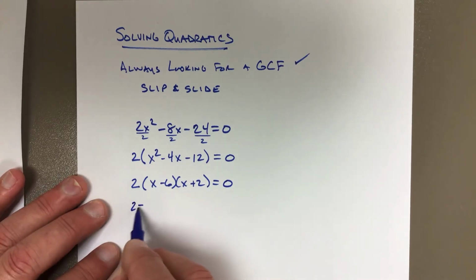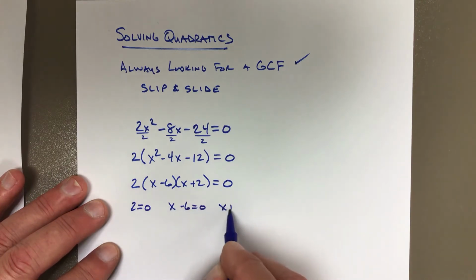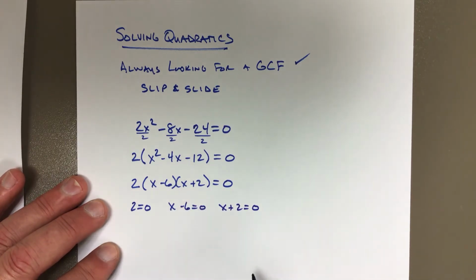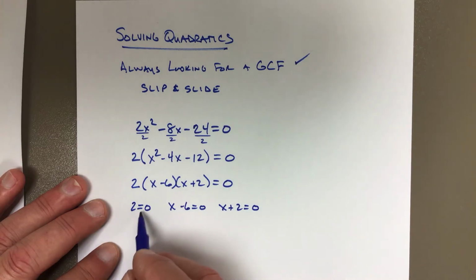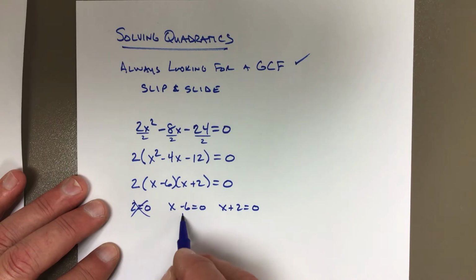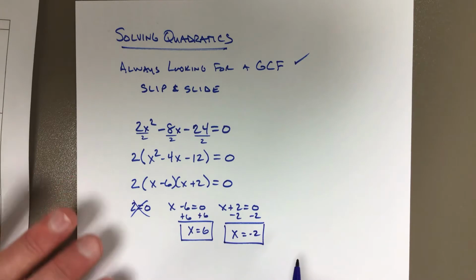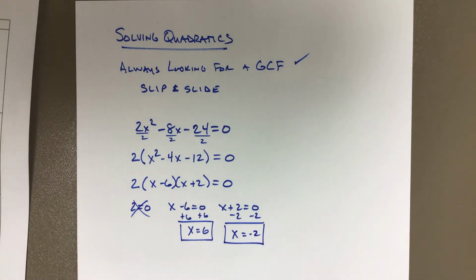So we say 2 is equal to 0, x minus 6 is equal to 0, and x plus 2 is equal to 0. Well, 2 is equal to 0 doesn't happen, so we just throw that out. This one, if we add 6 to both sides, we're going to get x equals 6. If we subtract 2 from both sides, we're going to get x equals negative 2. So our answer is 6 and negative 2.